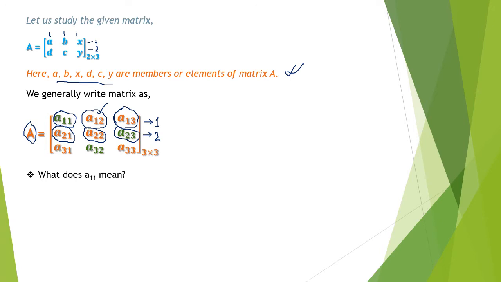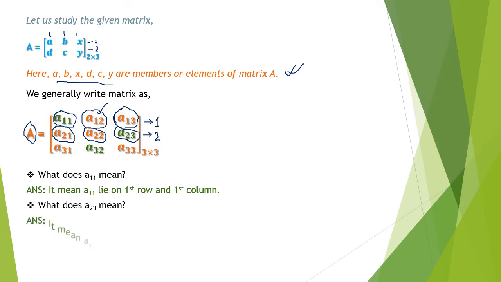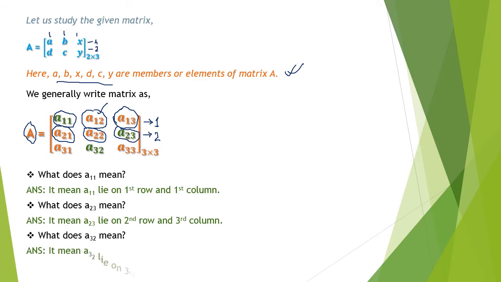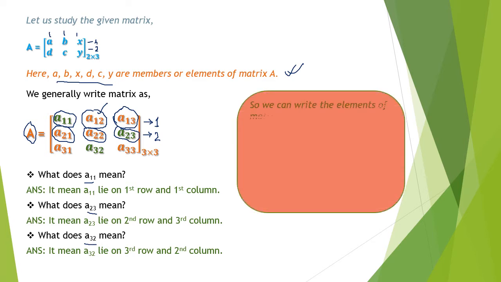And what does a11 mean? We have already discussed this. It means the element lies on first row and first column. And another question, what does a23 mean? It means that element lies on second row, third column. And what does a32 mean? That means the element lies on third row and second column. You can see by the green color also, all these questions a11, a23 are in green color. So it's a representative location. So we can write the elements of a matrix in this way, depending on the order of the matrix.